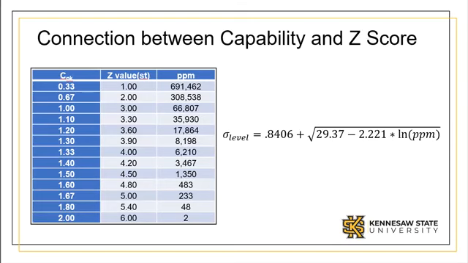Schmidt and Launsby have offered a useful closed-form relationship between ppm and sigma level. While we have technology and tables to facilitate quick correlations between ppm and sigma level, this formula can still be useful.